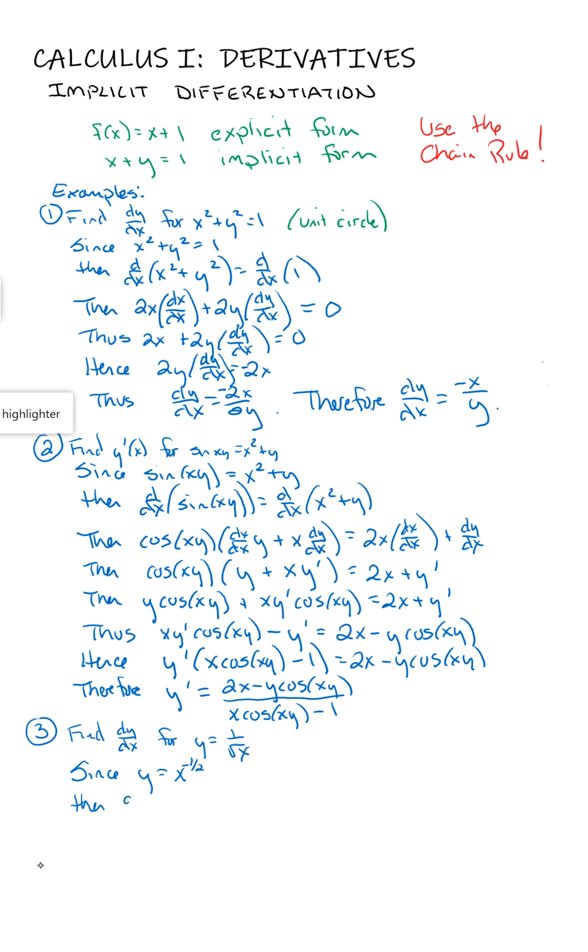Then we can take the derivative of each of these with respect to x. So that gives us dy/dx is equal to negative 1/2 times x raised to the, notice we're going to take that negative 1/2 power, subtract 1. Be careful with that. That gives us a negative 3/2. So we have a negative 3/2 power. And then, of course, the chain rule says I need to multiply by the derivative of x with respect to x. So that's dx/dx, which we know is going to be 1.